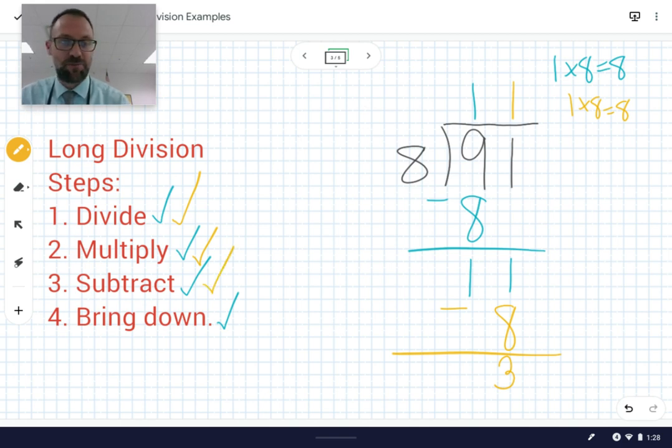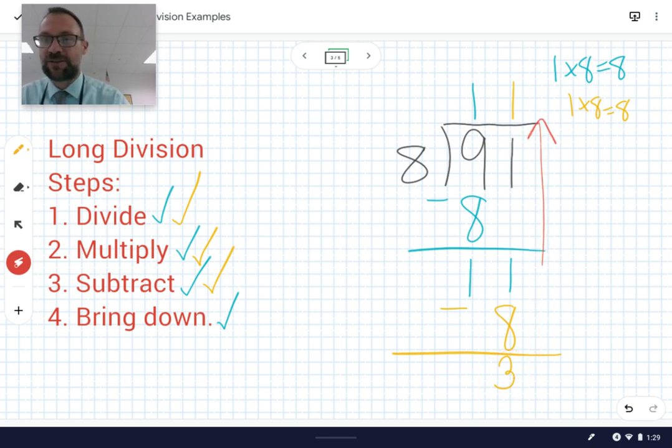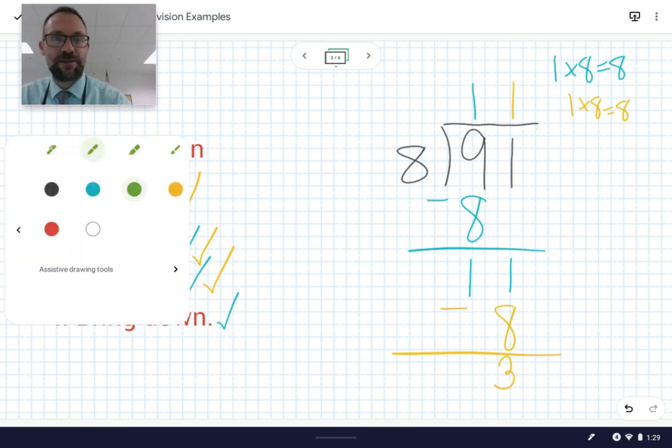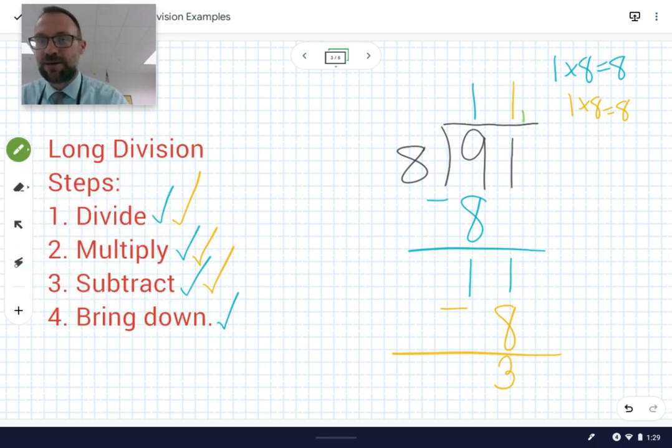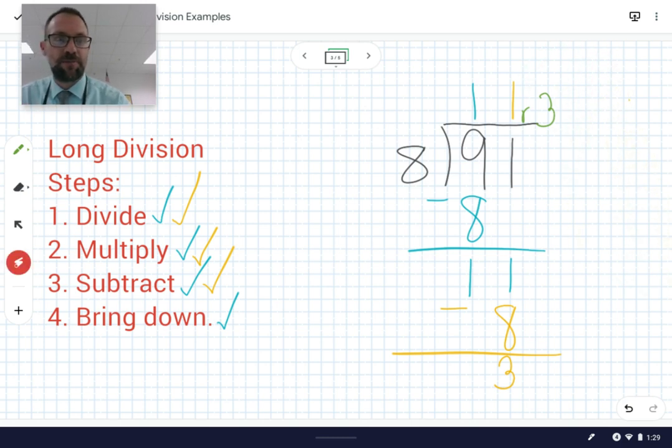And now we have to just bring down the next number. The next, well, it's not there. We must be done. There's no digits left to bring down. This must be our final remainder. So we'll move it up here to the answer line, right up here, as remainder 3. So let me clean this up a little bit here. Our final quotient is 11 with a remainder of 3.